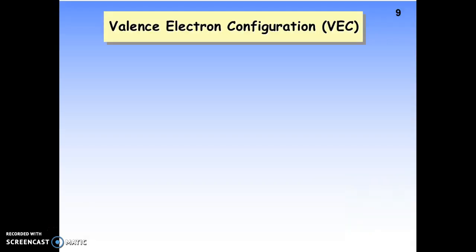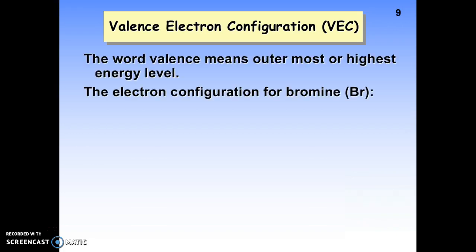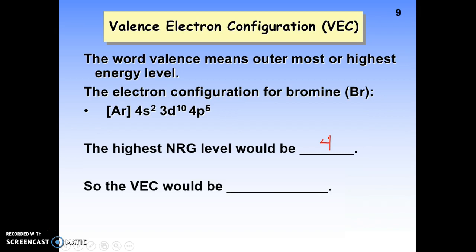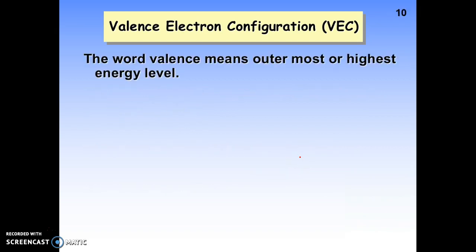So the next one is the electron configuration for bromine. Here's the electron configuration for bromine. So we have choices. We have 4, 3, and 4. What is the highest? The highest level would be 4. So anything with a 4 is going to get mentioned in the VEC. So this has a 4 and this has a 4. So we're going to say 4s2, 4p5. All right, next example.